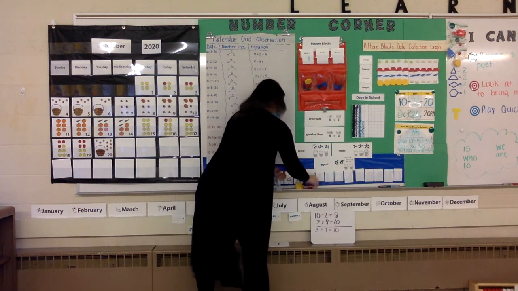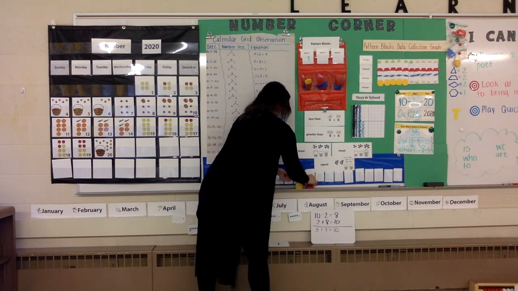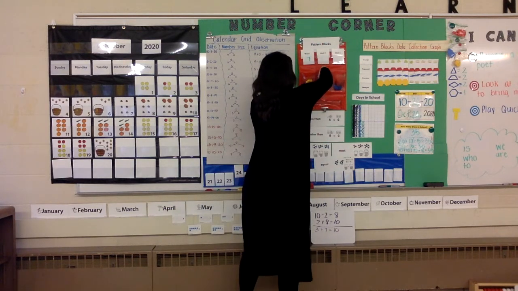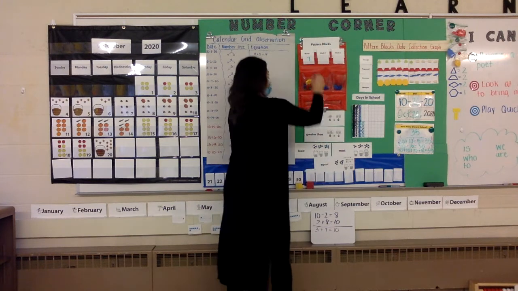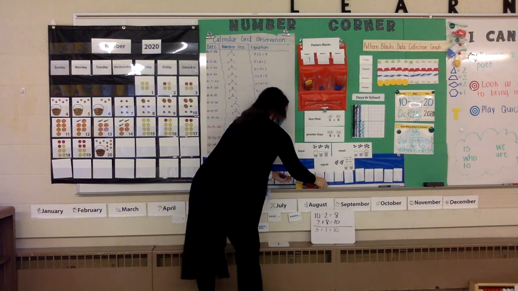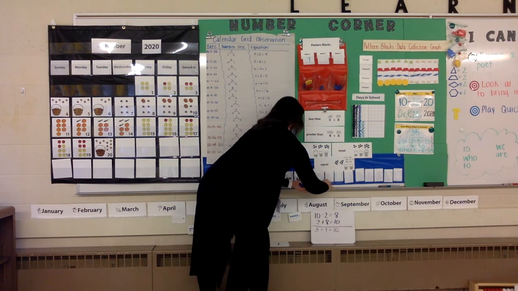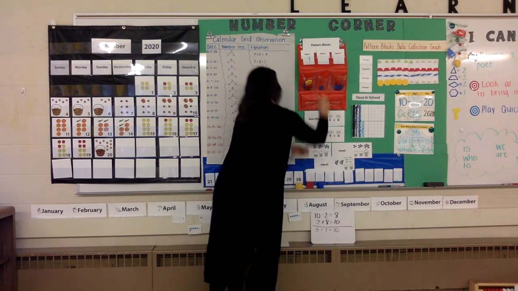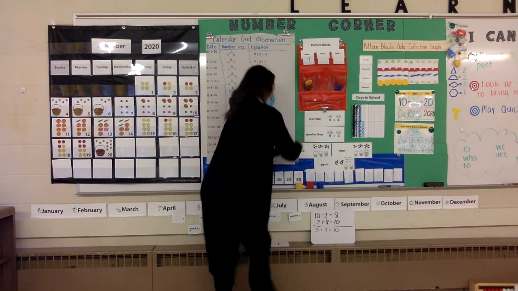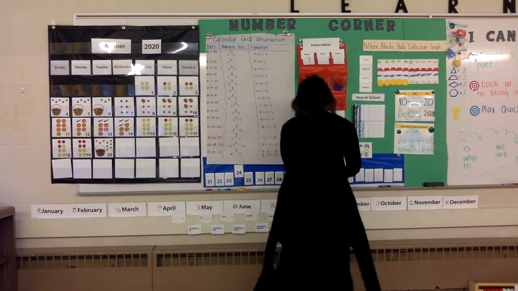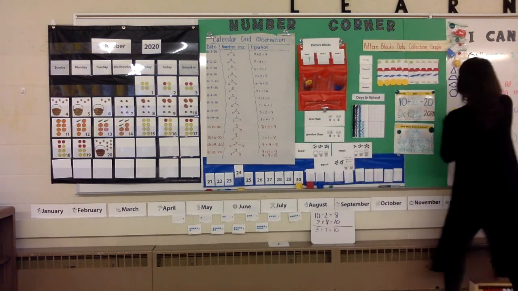Let's go to our trapezoids. 1, 2, 3, 4, 5. Let's go to our rhombus. 1, 2, 3, 4, 5. And how many triangles? 2. So I'm going to go over here and I'm going to change our shapes.